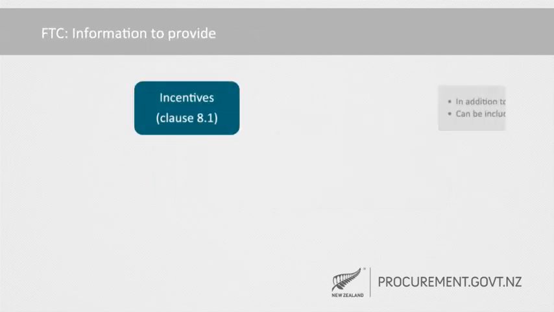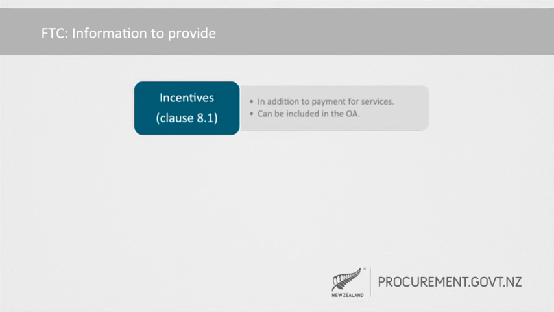An agency may offer incentives to the provider in addition to paying for the services. Examples of incentives could be offering a longer contract term in return for good performance, or relaxing or reducing reporting requirements over time. All incentives are at the agency's discretion and are entirely optional, but they are included to encourage agencies to consider whether offering an incentive will improve the relationship with the provider and or the outcomes being achieved by the provider.